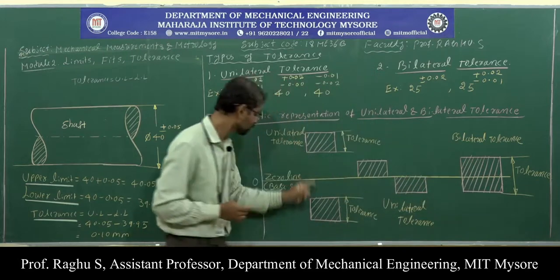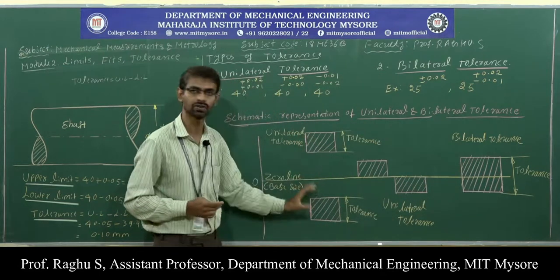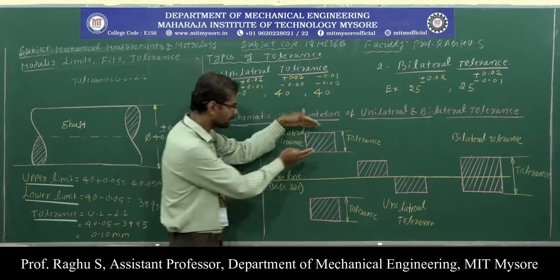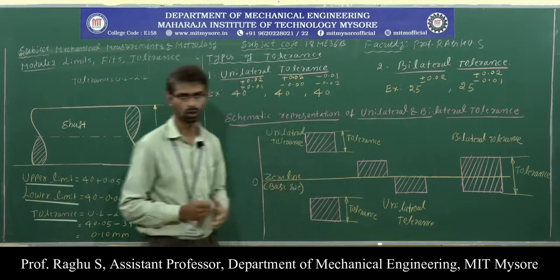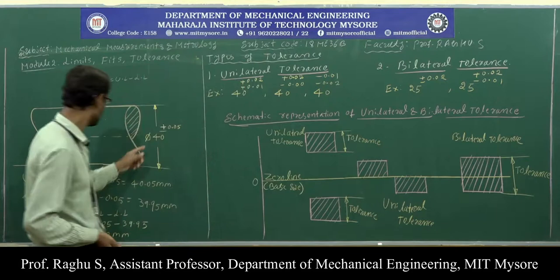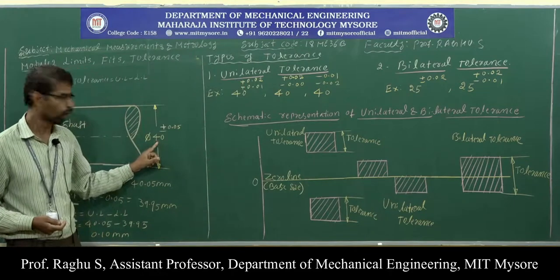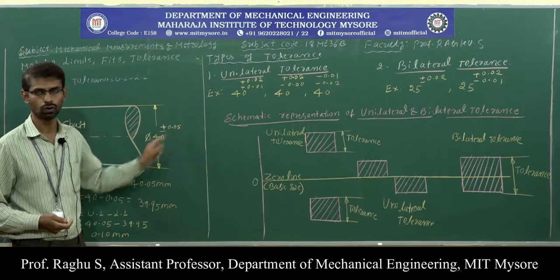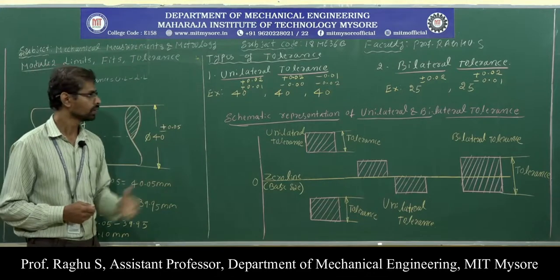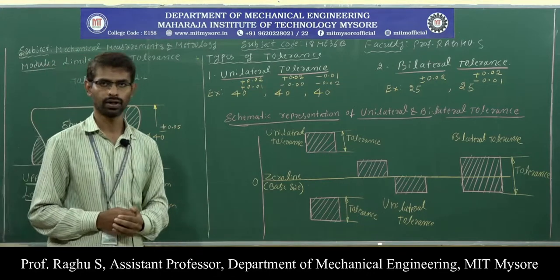Here the tolerance is given only on one side of the basic size, so the tolerance zone lies either above the zero line or below the zero line. This is the example for bilateral tolerance, 40 plus or minus 0.05. So this is all about the types of tolerance.